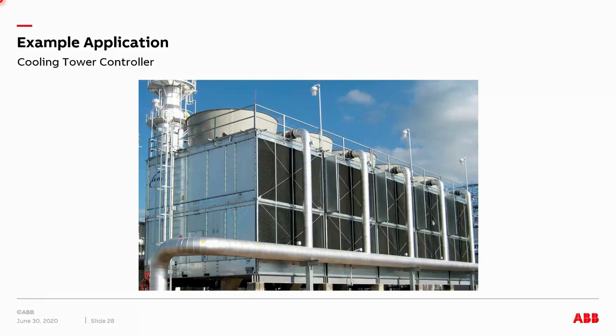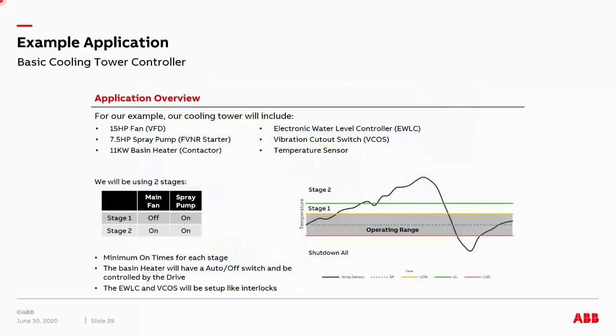So that concludes our overview on adaptive programming. I'd like to spend the last couple minutes walking through a really quick example application. We're going to look at doing a cooling tower controller, building that all into the actual drive itself. So let's look at a quick overview of what we're trying to do here. We're trying to build a quick 2-stage cooling tower controller.